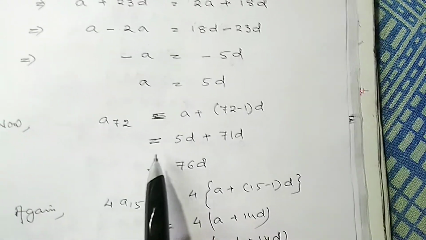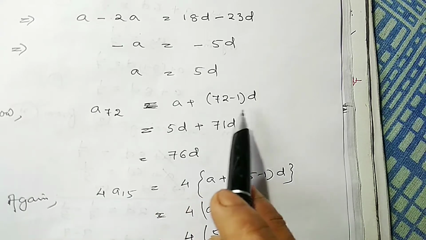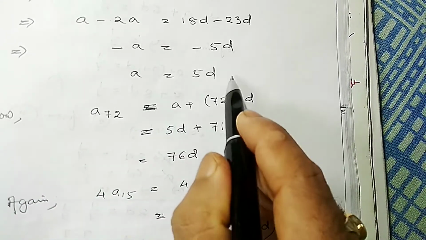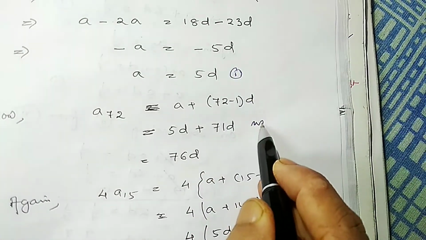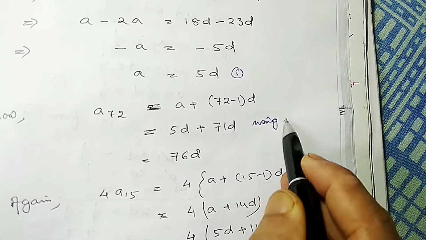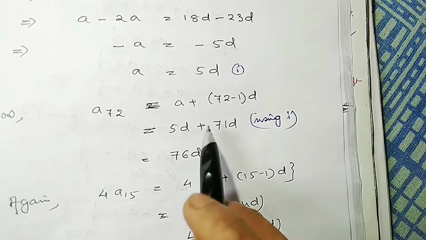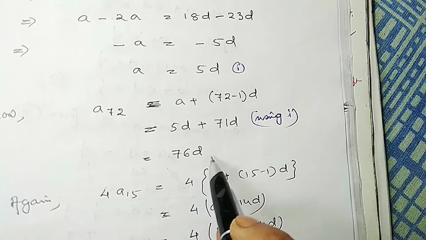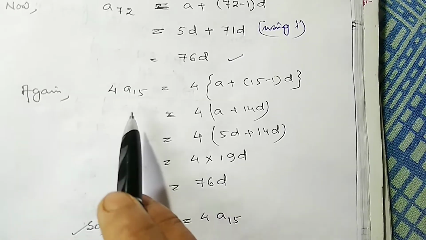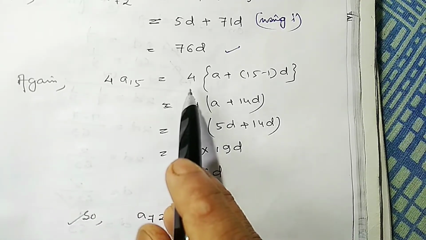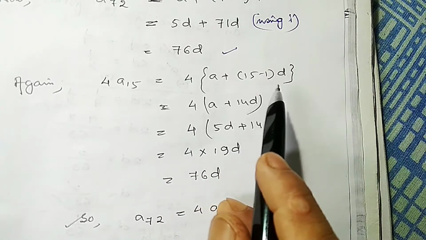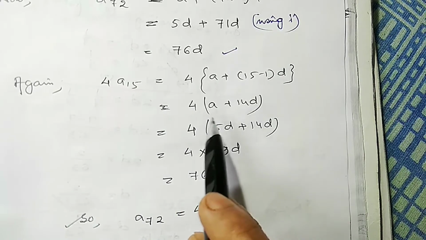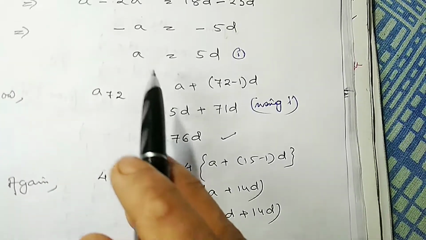So A72, using the same formula A plus (n minus 1) into D. A, already we got A is 5D. Here you can write 72 minus 1, which is 71. So A will be 5D plus 71D. If you add, you are going to get 76D. Now 4 times A15. So 4 times A15 will be 4 times (A plus (15 minus 1) into D), which is 4 times (A plus 14D). Already you know A is 5D.